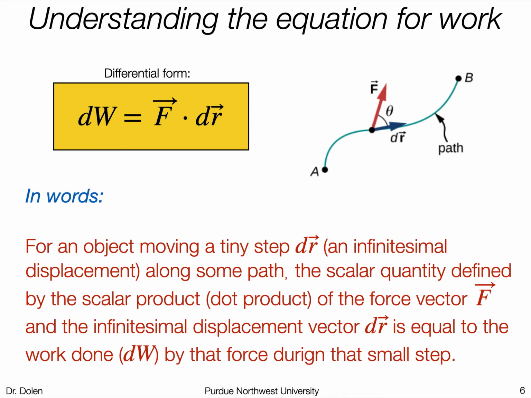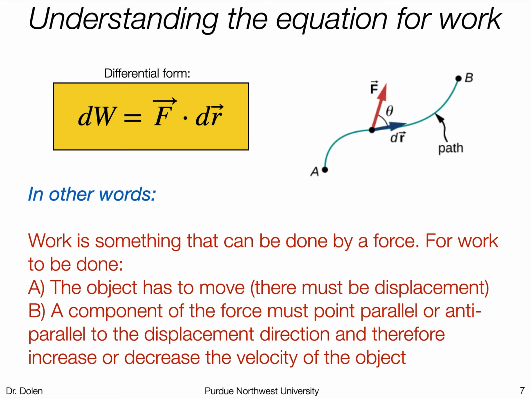All right, so that was a lot, and we'll explain this more on the next slide. dW is a small change in our work, and it's equal to our force dotted with our small step dr. But again, let's try to explain this in different words, a little bit less mathematical. Work is something that can be done by a force, and for work to be done, the object has to move. There must be displacement. So dr is a small step. You must be making some small step. And for work to be done, a component of the force must point parallel or antiparallel to the displacement direction, and therefore increase or decrease the velocity of the object.